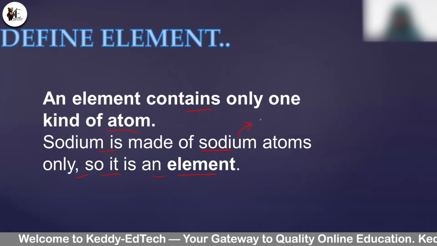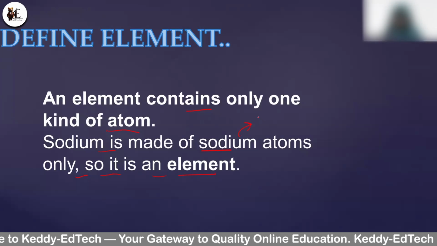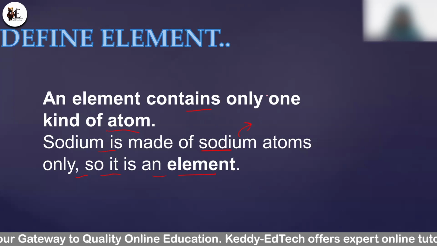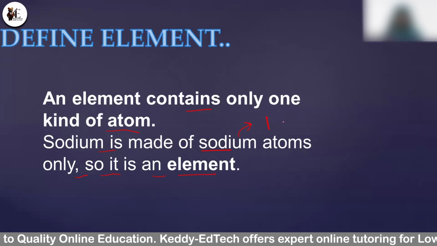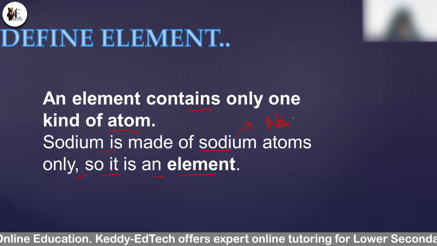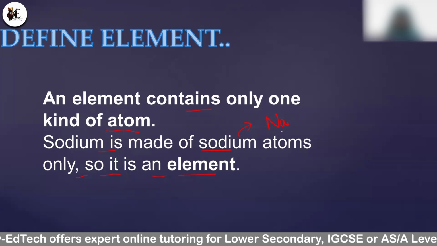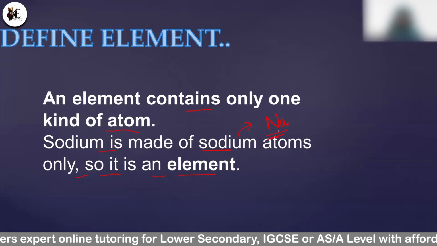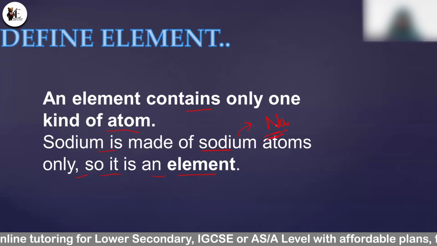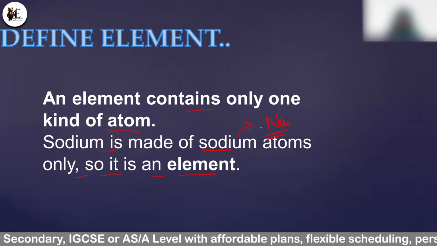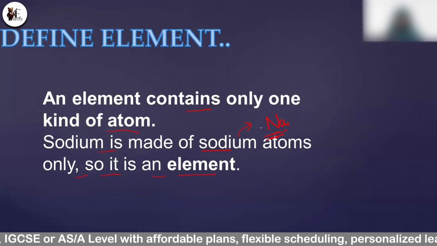Is it mercury? No, mercury is another element. Sodium is another element and mercury is another element. Oh, chemical symbol is Na. I forgot. Sorry. No problem. What I am saying is that you will learn everything that I am going to teach you today. So don't worry, we'll learn in a fun way. So the chemical symbol of sodium is Na.